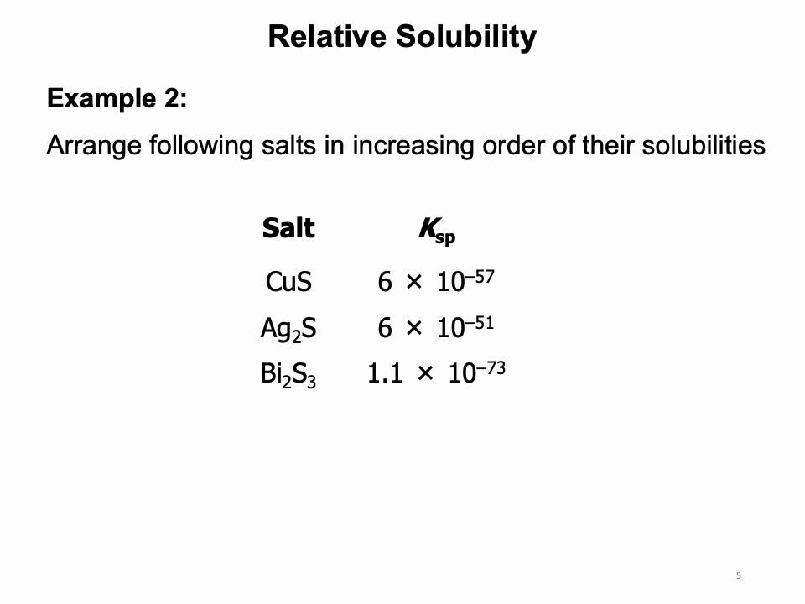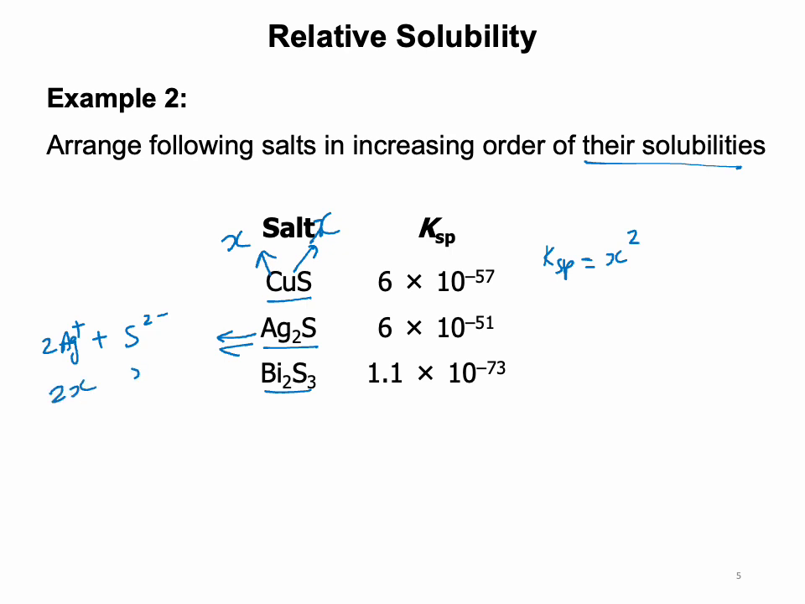Moving on to the next question. For example, arrange the following salts in increasing order of their solubilities. And now if we look, all these salts are slightly different. They all give different ions. For example, Cu and S, this will be X, this will be X. So Ksp here is going to be X squared. But if I take Ag2S, this will dissociate to give me 2 Ag ions and 1 sulfide ion. So this is going to be 2X and this is going to be X. And Ksp will be X times 2X squared, which is 4X cubed.